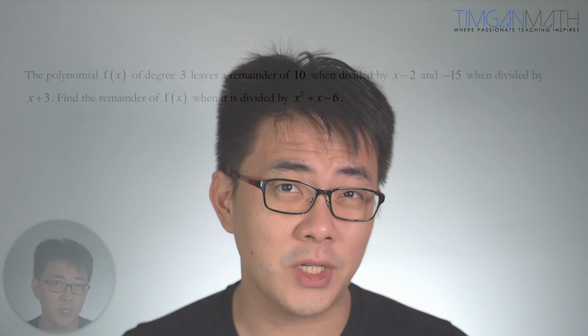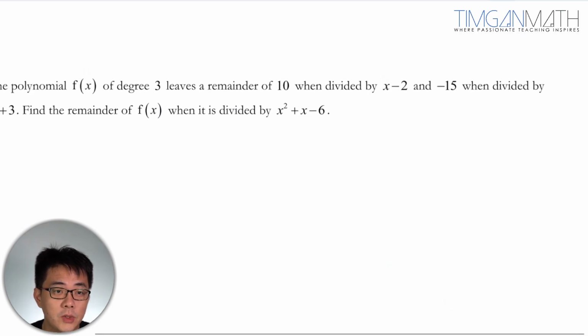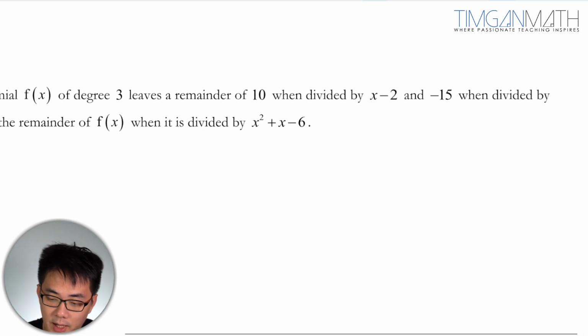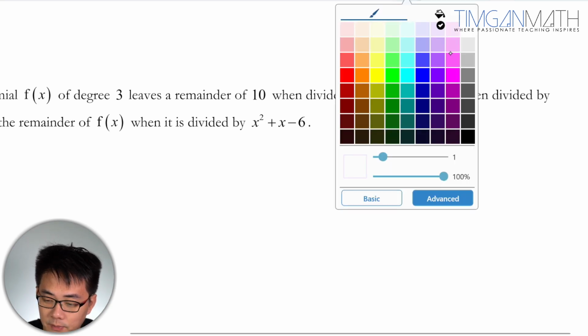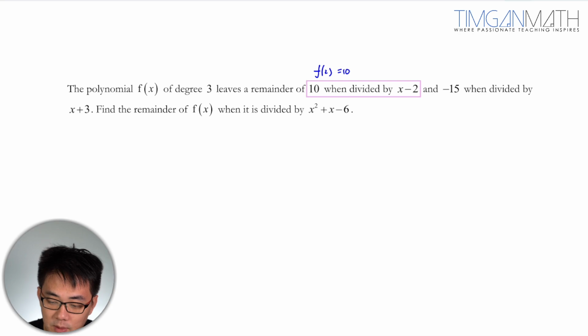Alright students, let's look at this question here, which is an interesting one from the topic of polynomial. Let's see how I can do this proficiently. You're given that the polynomial f(x) of degree 3 leaves a remainder of 10 when divided by x minus 2. In this case, by the remainder theorem, f(2) equals 10. That's the very first thing that we must be able to tell.